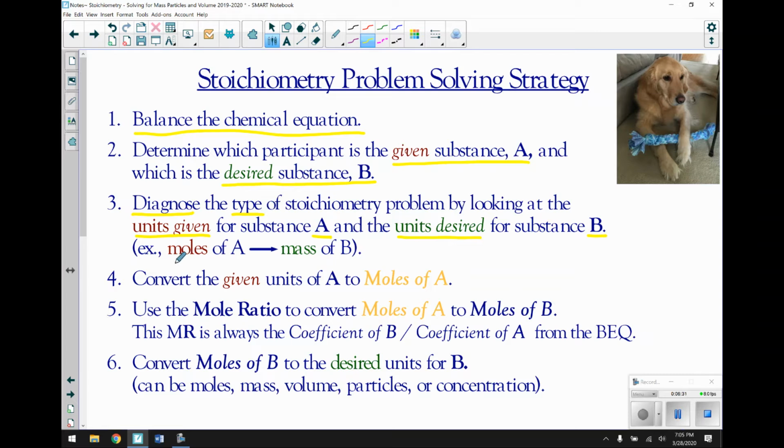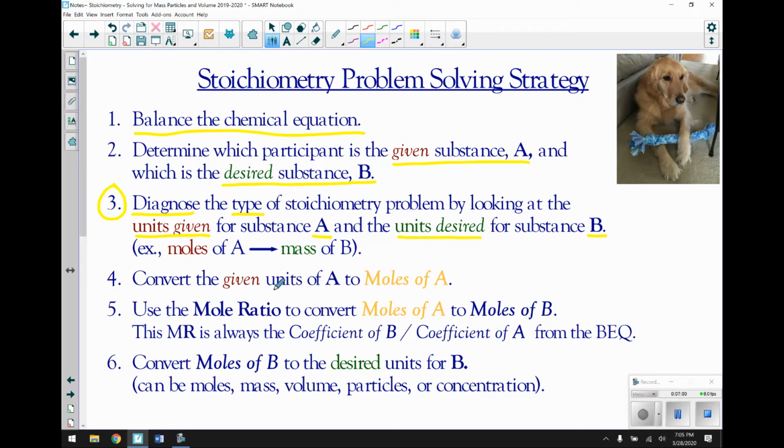In other words, are we starting off with moles of A and wanting to calculate mass of B? Are we starting off with moles of A, maybe wanting to calculate particles of B? And this step number 3 is extremely important because it's going to basically drive the entire stoichiometry problem. The units that we're given and the units that are desired, you'll see, are very much key to solving stoichiometry.